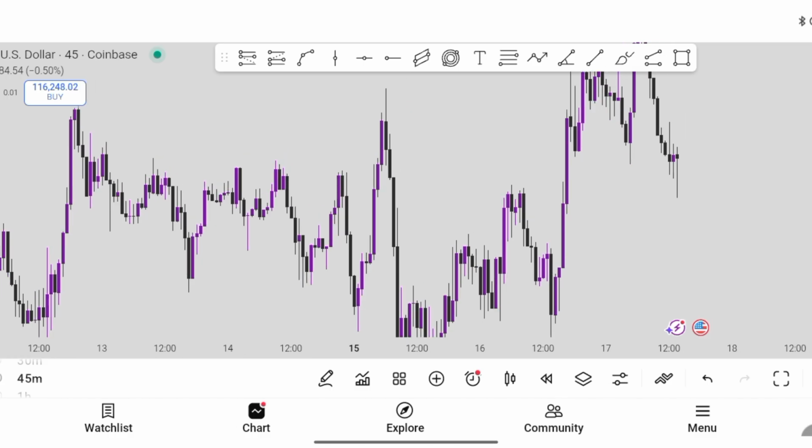Without you understanding the phase of the market, we have three phases. In ICT, we call it accumulation, manipulation, and distribution, the ICT power of 3. Those are the three phases we have, and once you open your chart, if you can identify these phases, believe me, you are almost ahead of 90% of traders.